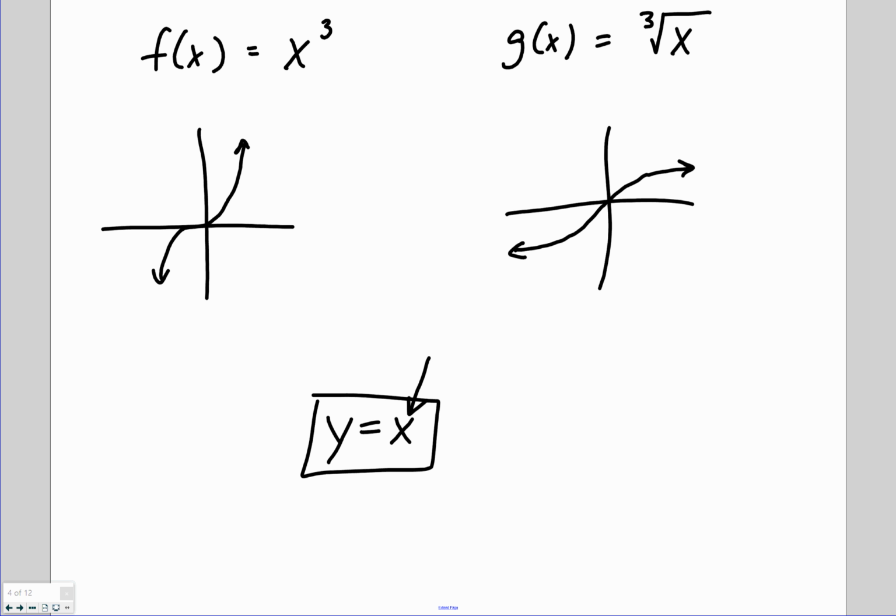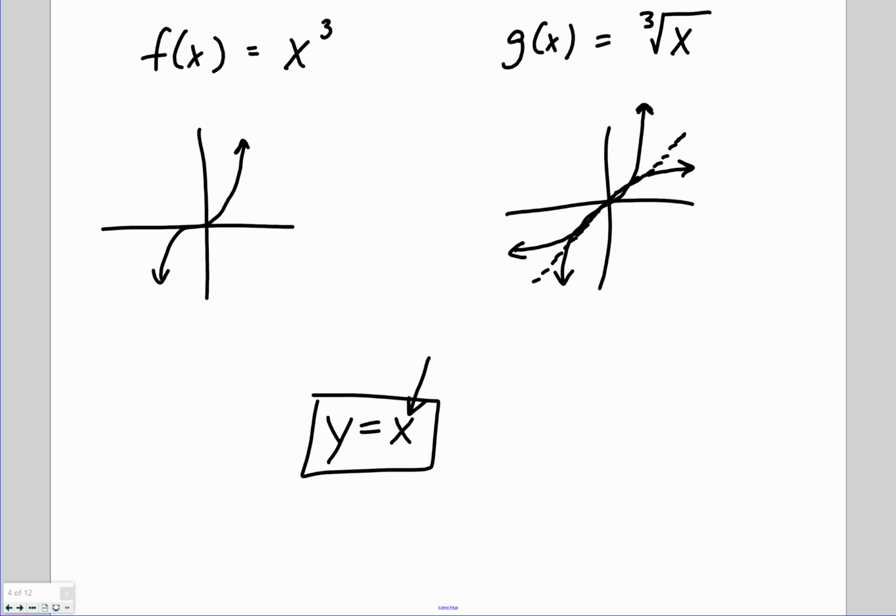Okay? Let me show you. So if this is y equals x, here's x cubed, and here's the cube root of x. They should be symmetrical, like mirror images of each other, the whole time. Excuse that, the pen vomited a little bit.